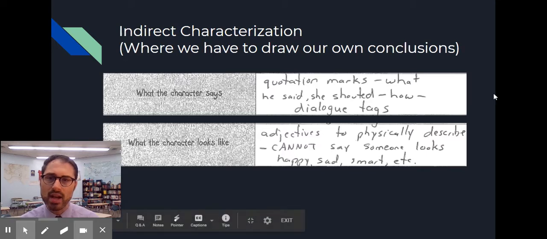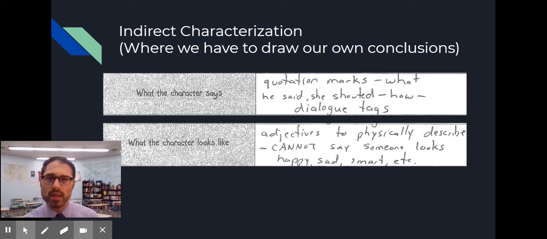Our second method of indirect characterization are what characters look like. Now, we want to use adjectives that physically describe characters. We talk about their height, a color of their shirt, if they're wearing glasses. We don't want to say, though, that a character looks happy. How do we know someone looks happy? Instead, we might say that they're smiling, or someone's looking frustrated.